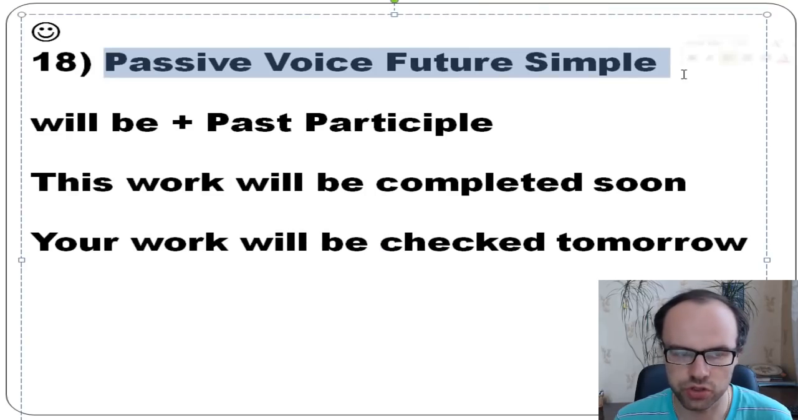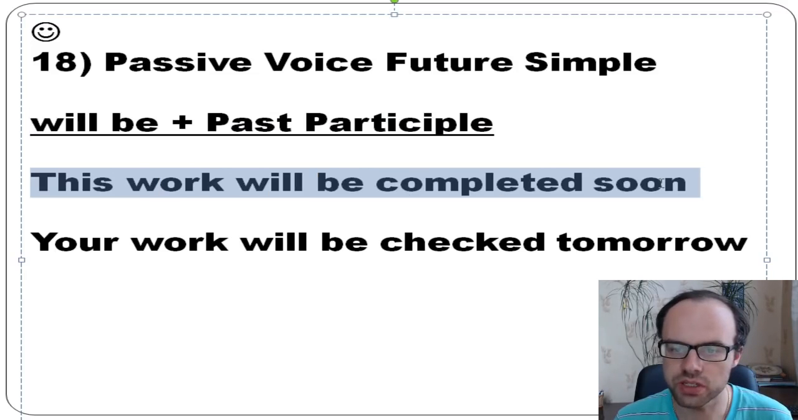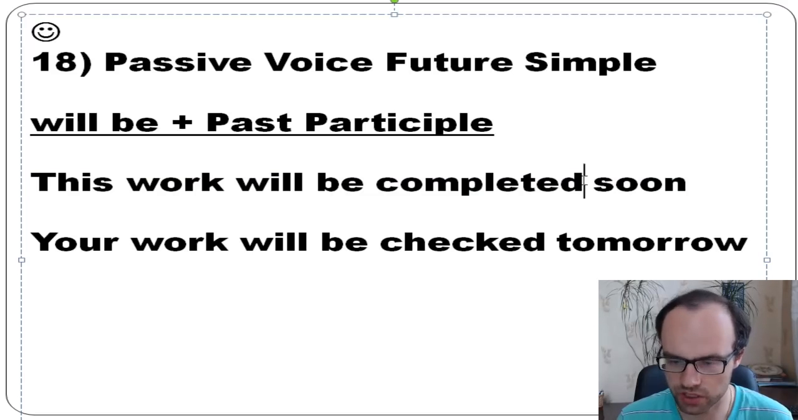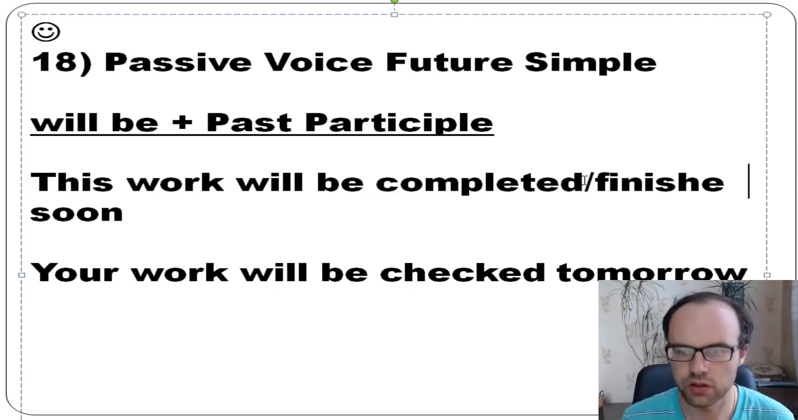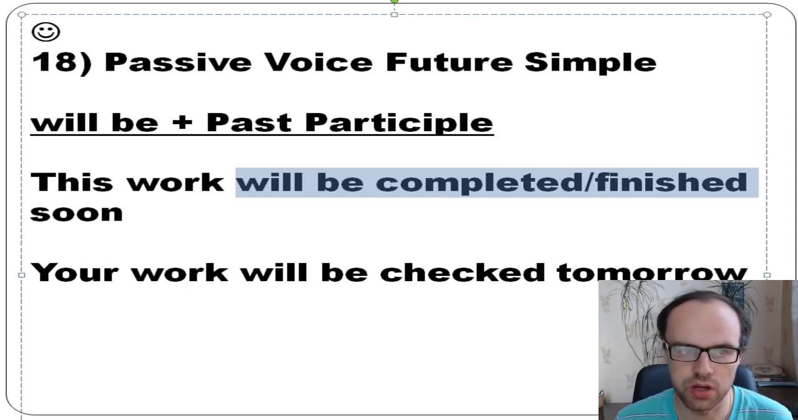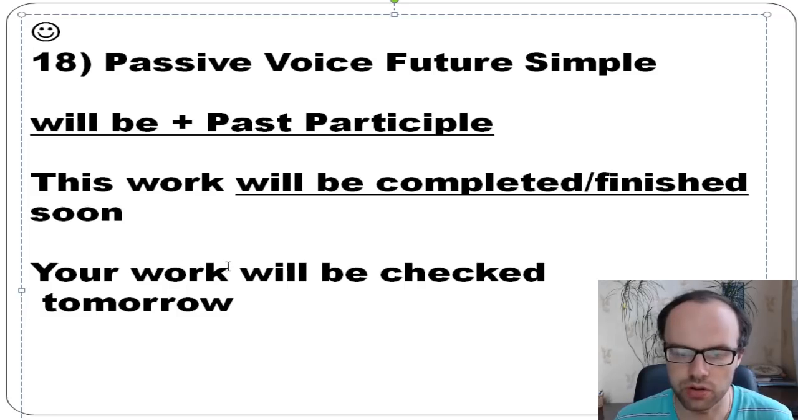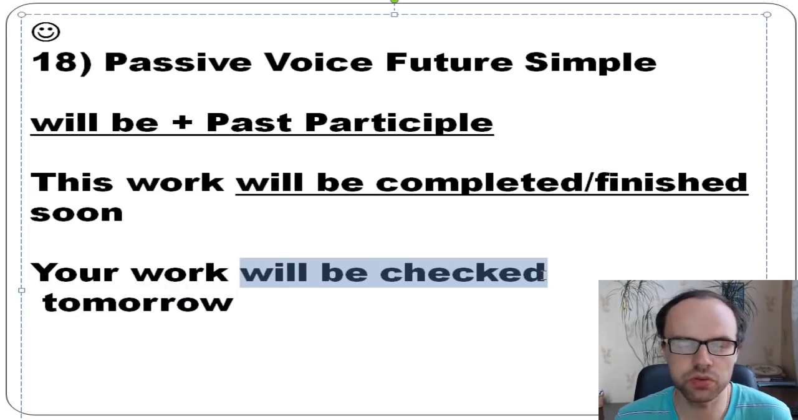Good. Future simple. Passive voice, future simple. How do we form it? Will be plus past participle. Look, this work will be completed soon, or will be finished soon. So will be plus past participle. This work will be completed soon. This work will be finished soon. Your work will be checked tomorrow. Okay? So your work will be checked tomorrow. Will be plus past participle. So it will be done by someone. Your work will be checked by someone.